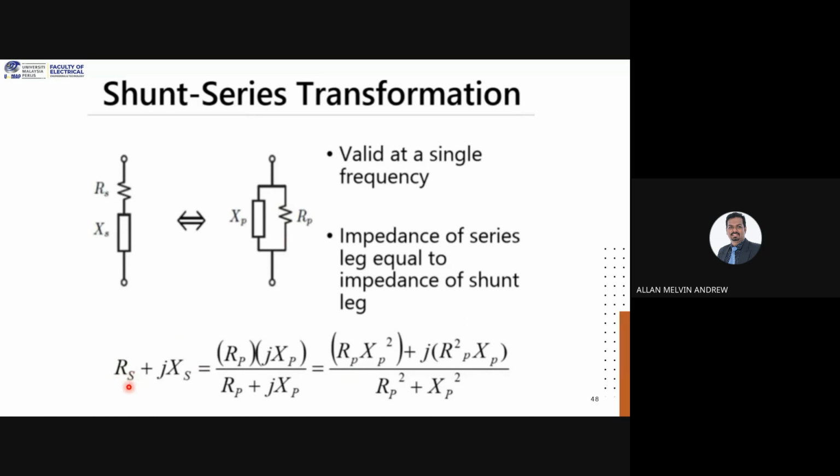Okay, we can expand the real part, which is RS, and the imaginary part, jXS. So we have this, and we can further divide it into this form, and this form we can expand to this form. There are a few things that we can use. But we are not using this for calculation. We can transform between shunt and series, or vice versa.